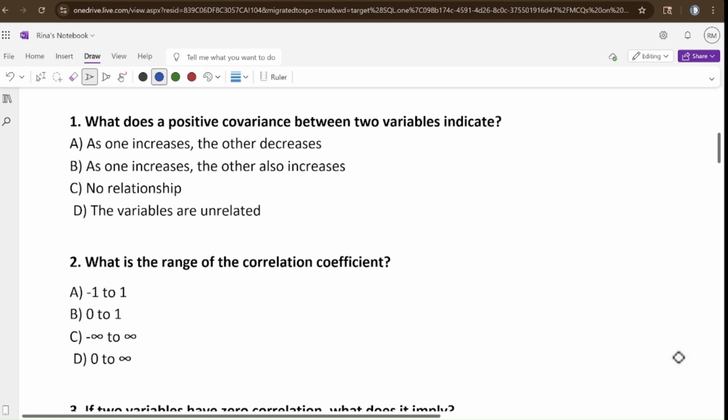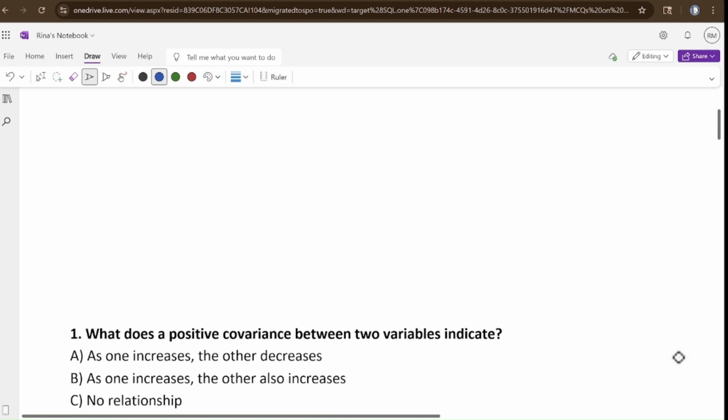Today we are going to do MCQs from covariance and correlation. First I will give you a small recap, then we will do the exercise.